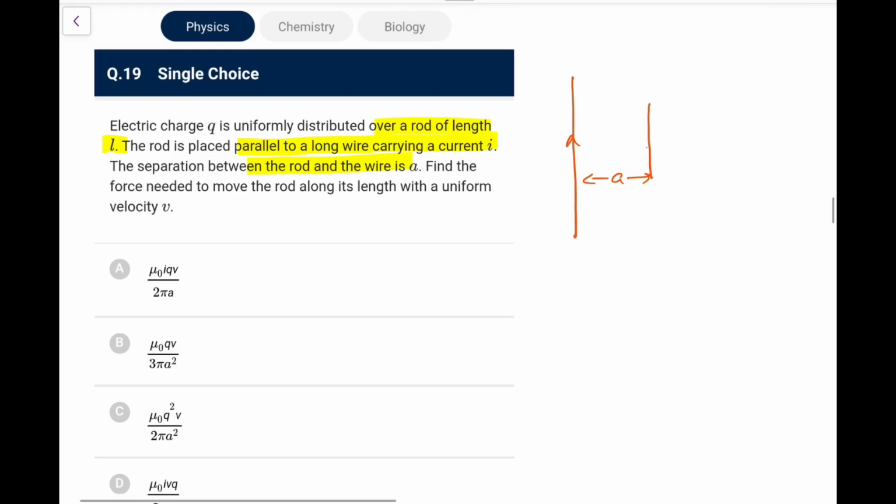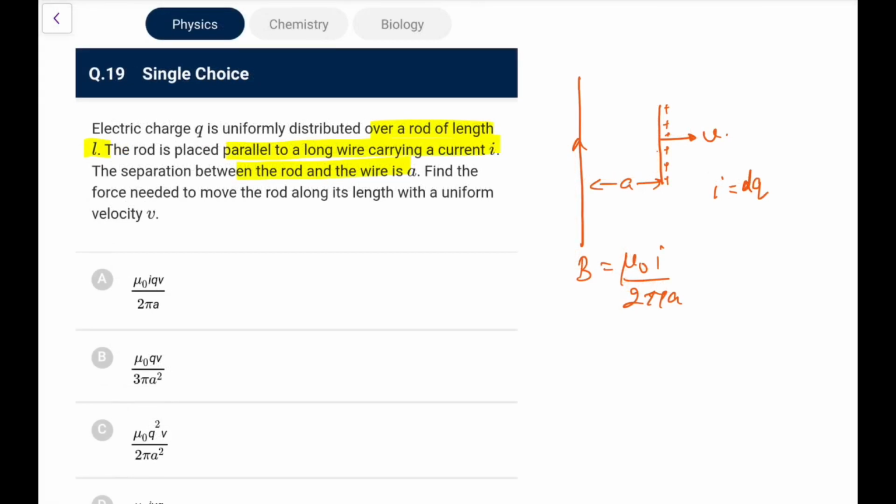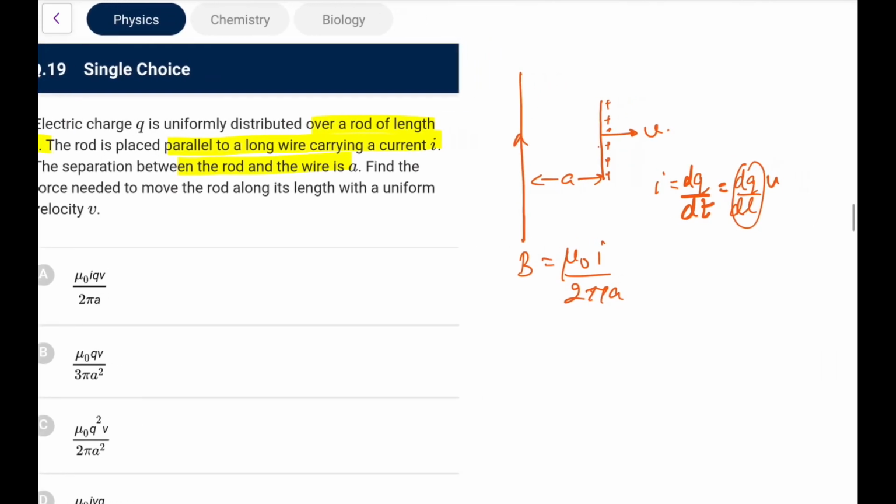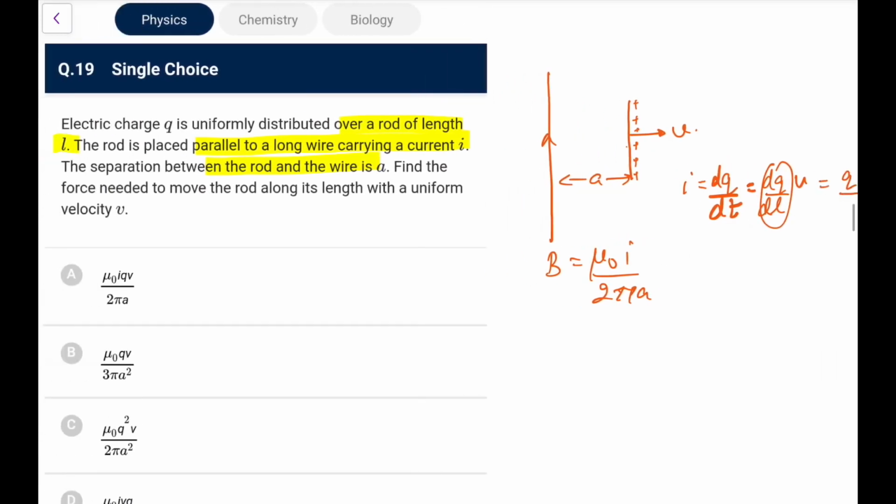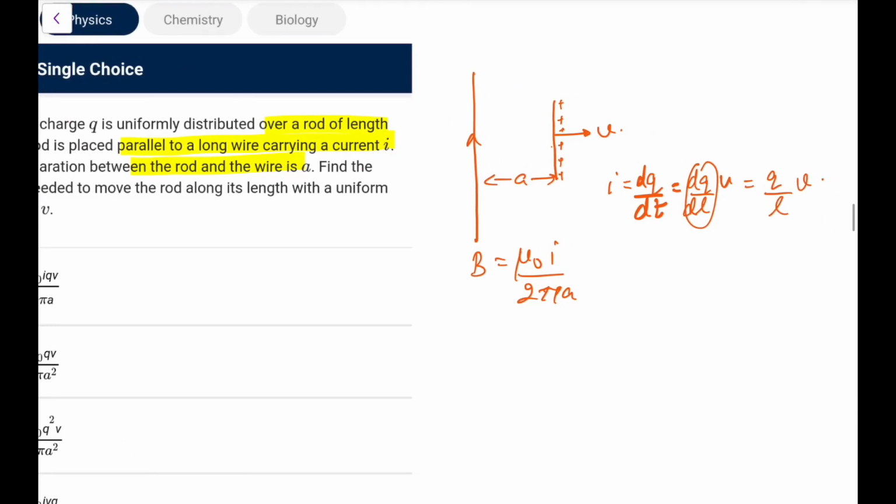Okay, so first of all, at this point the magnetic field due to the wire would be mu naught I upon 2 pi A. So in this magnetic field, if this charge is moving with a velocity V, it will constitute a current, and you can write I as dq by dt. So you can write it as dq upon dl into, let's say dt is distance upon speed, so dl by v. So dq by dl, that is lambda, or you can write dq by dl is Q by L, into v we can write.